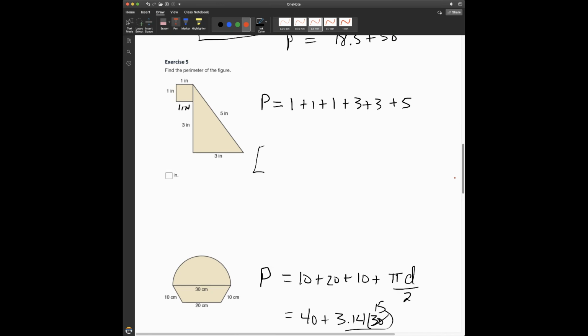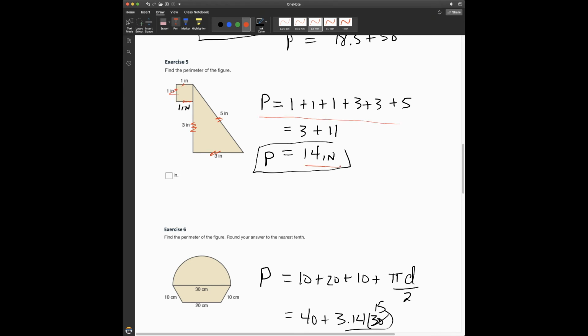Find the perimeter of the figure. So to find the perimeter of this figure, all I had to do was add up all the different sides that I see. There's a side, here's another side, here's another side, here's one, and here's one. So I add all these together and I get 14 inches.